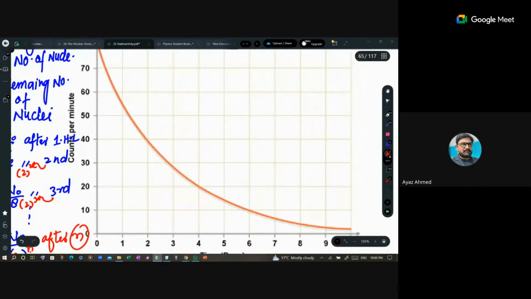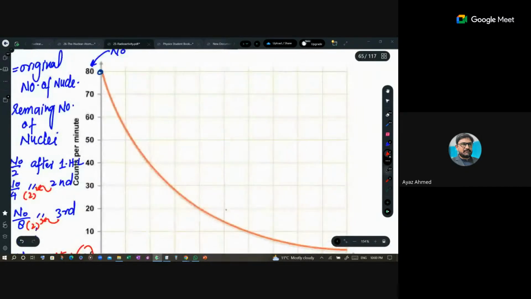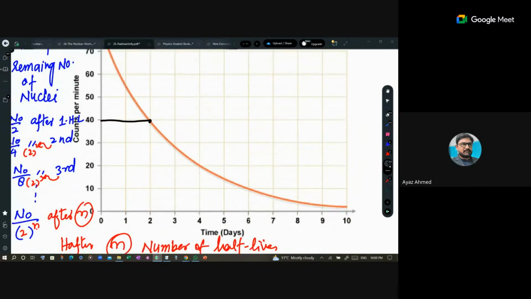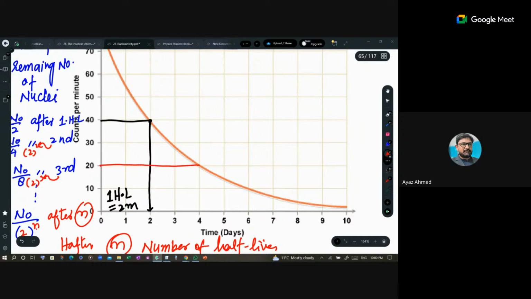Now check the graph. Calculations from the graph is one way. So if I have 80 nuclei, then 80 is decreasing to 40 in 2 minutes, right? It means its first half life is 2 minutes. Then 40 is decreasing to 20 at this point. It means this is its second half life, which is 4 minus 2, 2 minutes, right? Are you getting it?